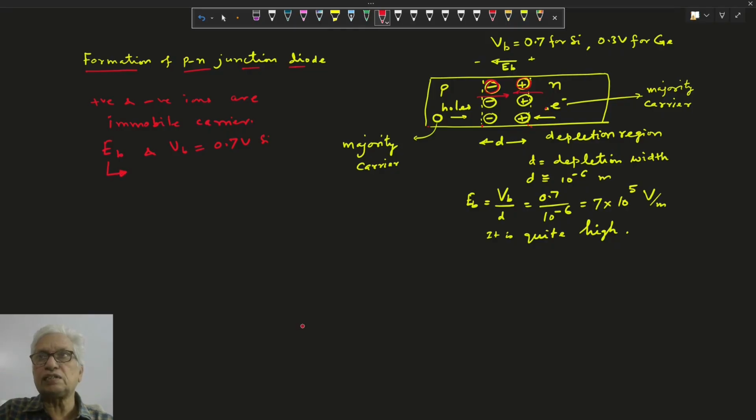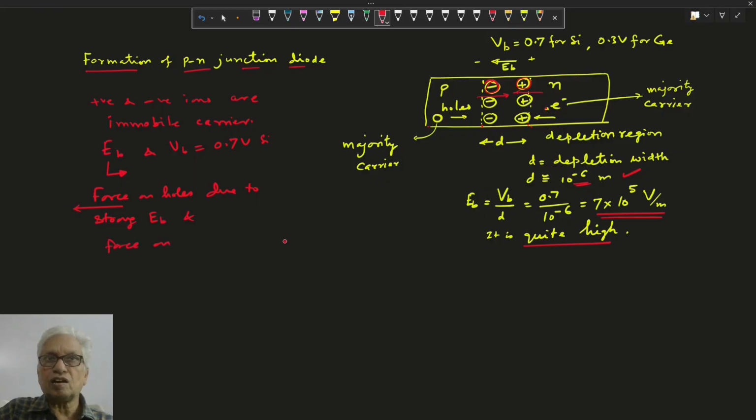The reason behind this is that the depletion region is very small, of the order of micron level. So we are getting this electrical field after calculation, 7 into 10 to the 5 volt per meter. It is quite high. Now these holes are moving towards the N side, but a force acts on holes due to the strong barrier electrical field towards the left, and the force on electrons due to the strong barrier electrical field is towards the right, meaning this barrier field opposes the further depletion of holes and electrons.